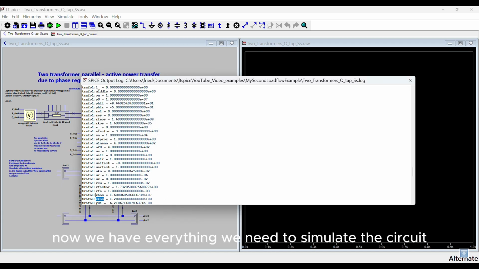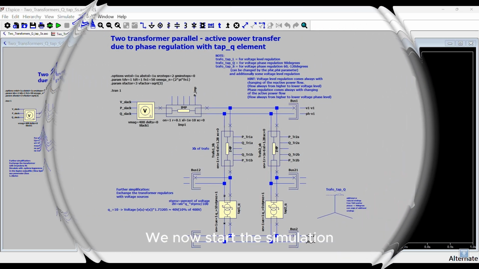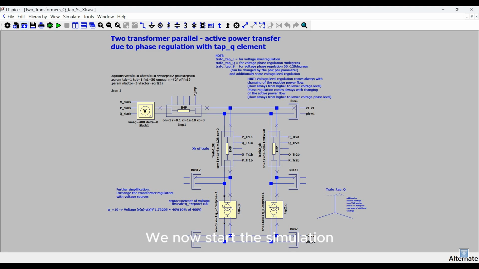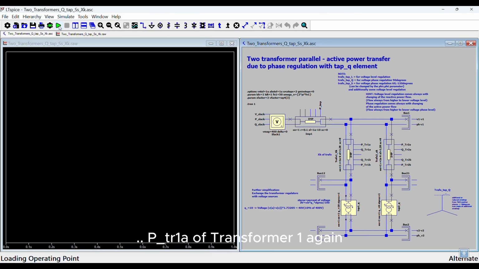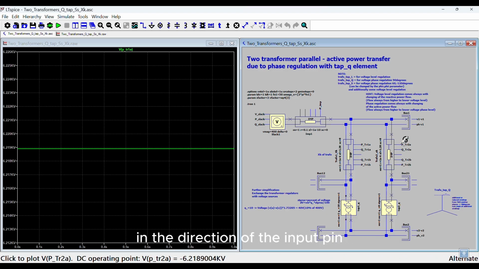Now we have everything we need to simulate the circuit with the impedance instead of the transformer. We now open the file 2 transformers QTAP XK. We now start the simulation. Now I plot the active power flow at pin PTR1A of transformer 1 again. The value is approximately 6.2 kilowatts in the direction of the input pin.